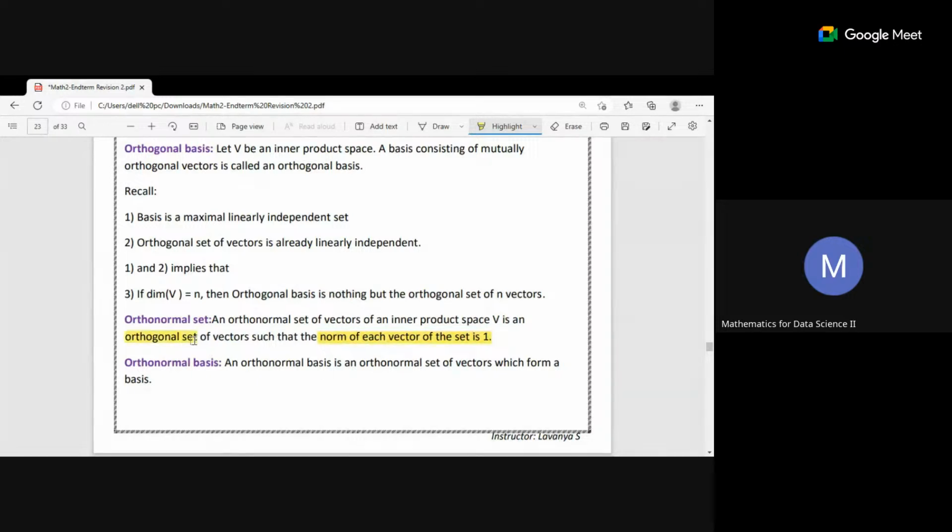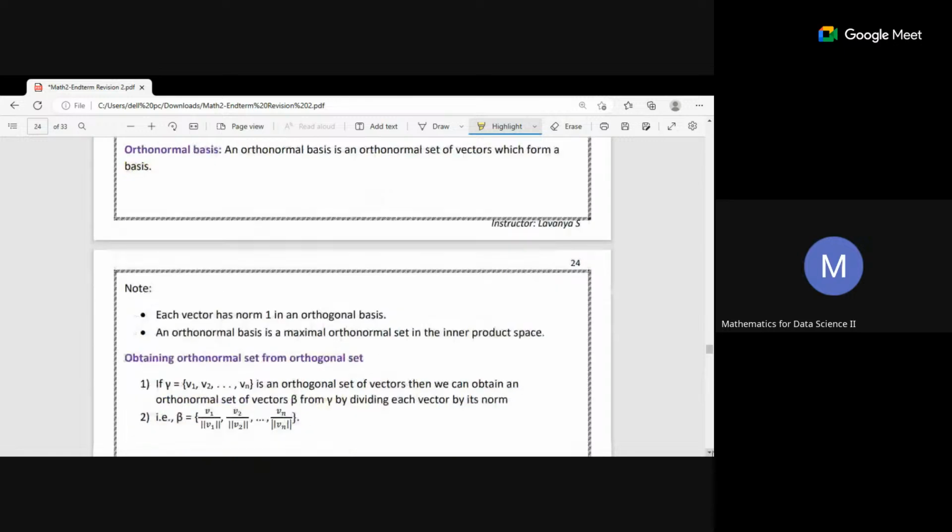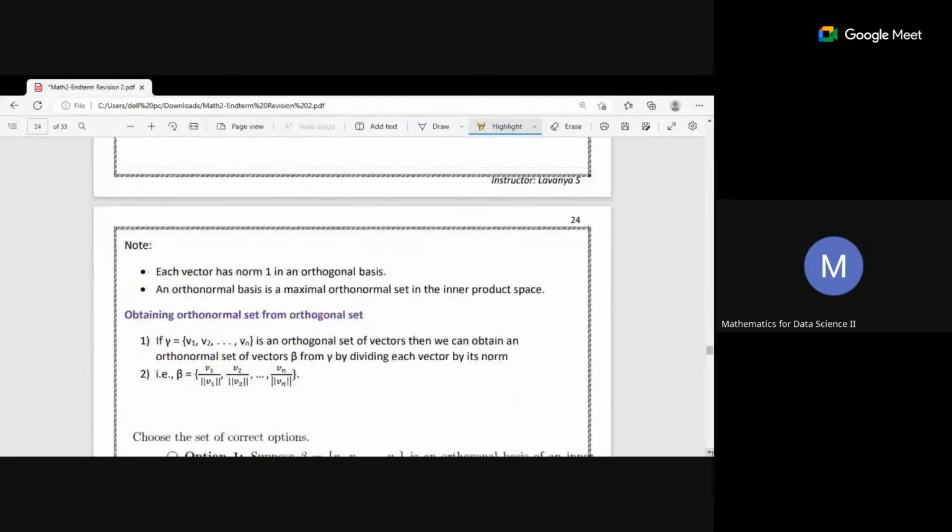Okay, fine. And orthonormal means norm of each vector should be 1. It is an orthogonal set where norm of each vector is 1. Okay, and an orthonormal basis means again the norm of each vector in the orthogonal basis is 1. Here I already made this mistake in the notes also. How to obtain an orthonormal set from an orthogonal set? You simply divide by the norms of those vectors. Then you will get the orthonormal set.